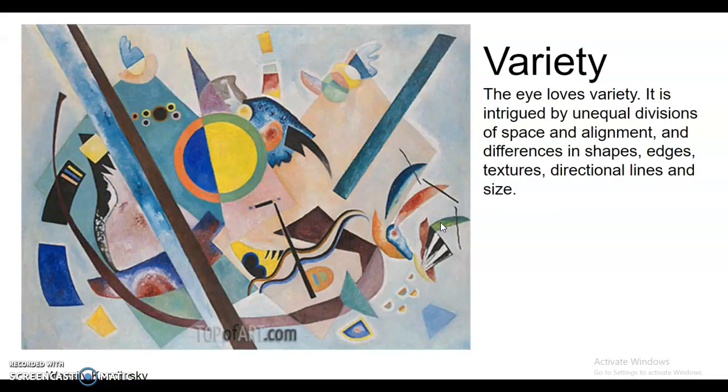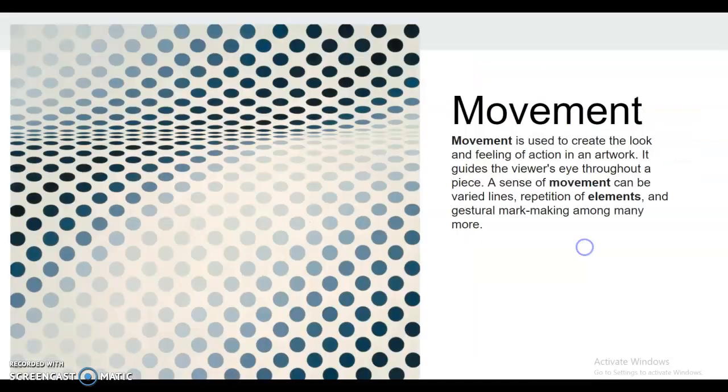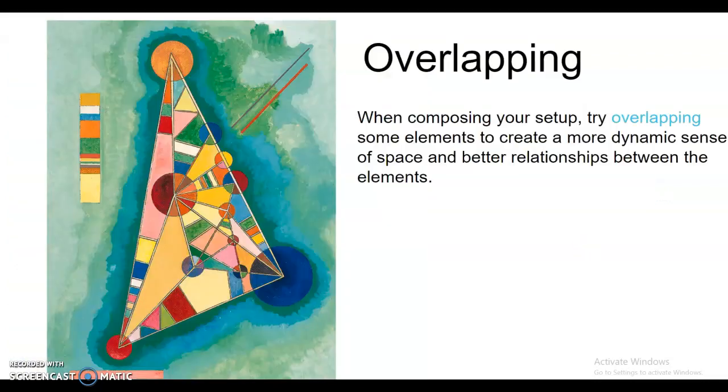Variety is interesting. So in this case, Kandinsky used a variety of shapes and balance in it. The eye loves variety. It is intrigued by an unequal division of space and alignment and differences in shapes, edges, textures, and directional lines and size. You might also consider movement. It's used to create a look that feels like it's moving. Overlapping: when composing your setup, try overlapping some elements to create a more dynamic sense of space.